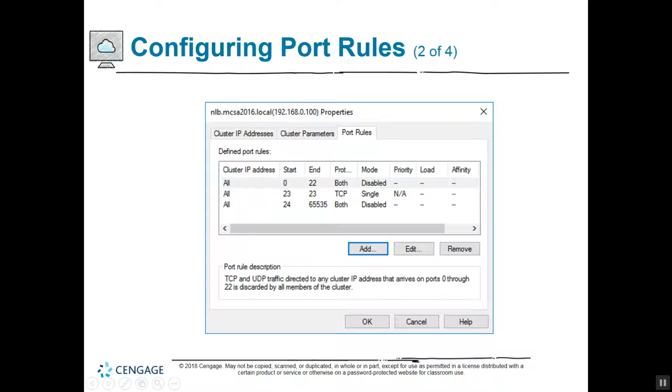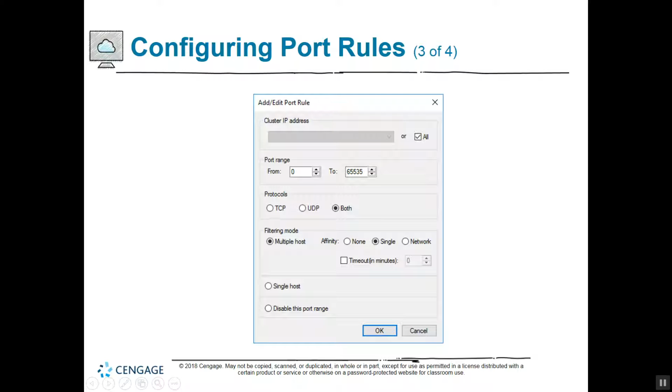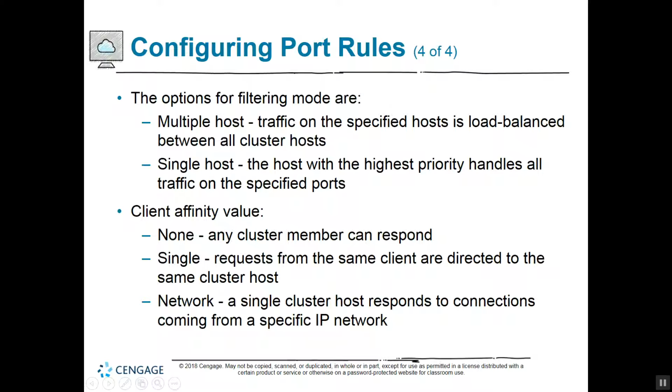Here we are when it comes to defined port rules, whether it's TCP or UDP or both. You've got multiple host affinity. You want none, single, or network, and what the timeout would be, single host, or disable the port range altogether. Now we've got options for filtering mode, multiple host or single host, and the affinity value: none, single, and network, which I just indicated.